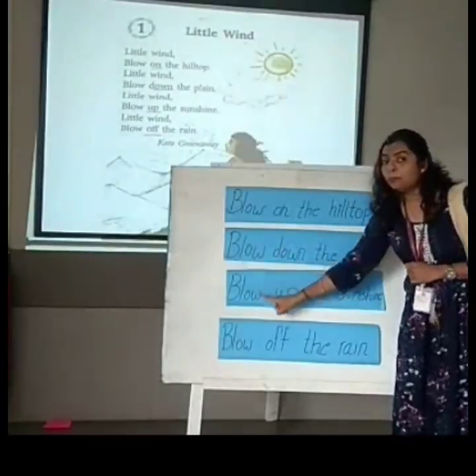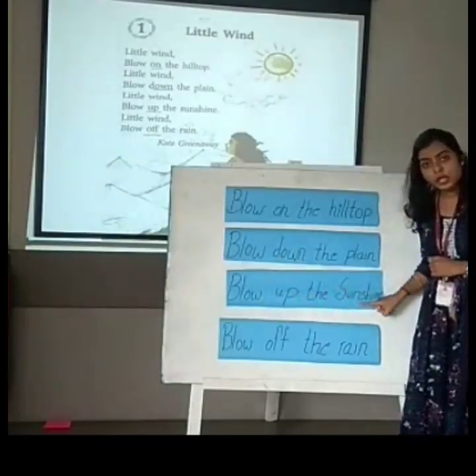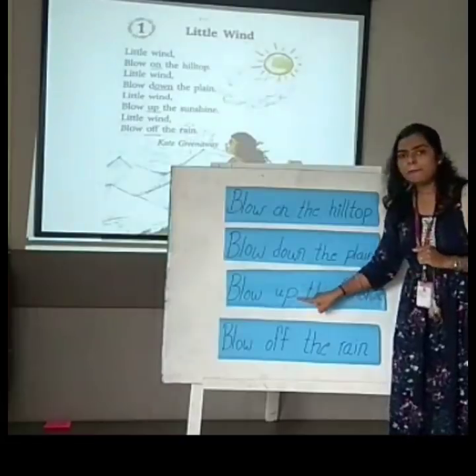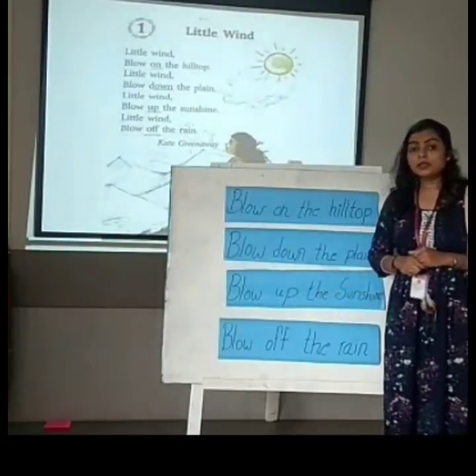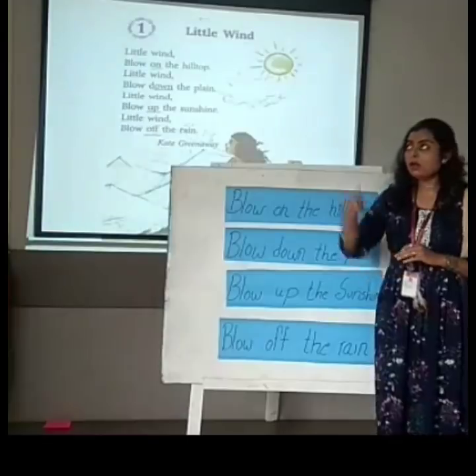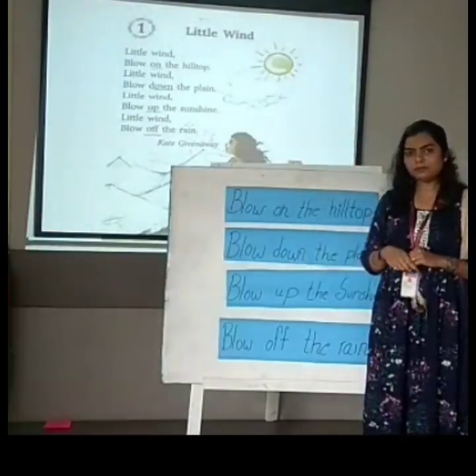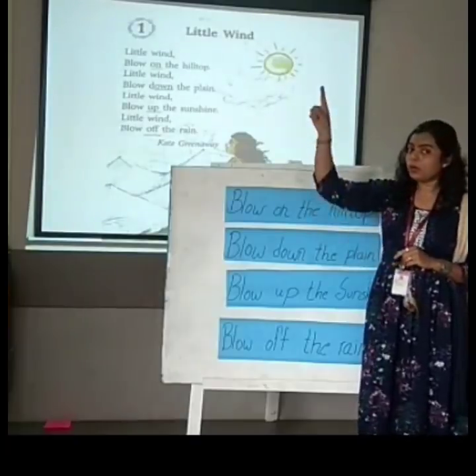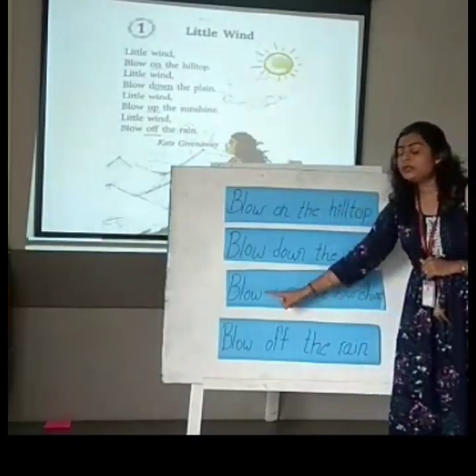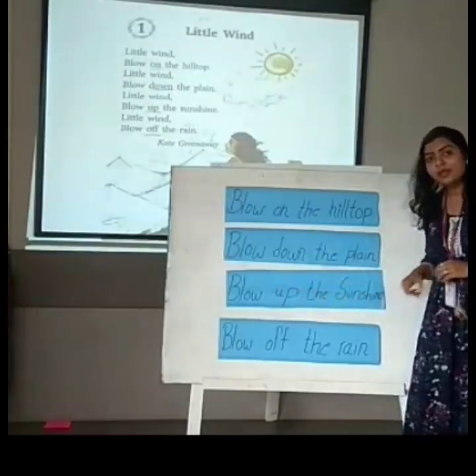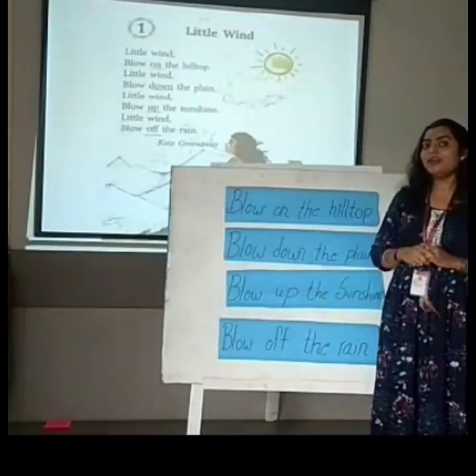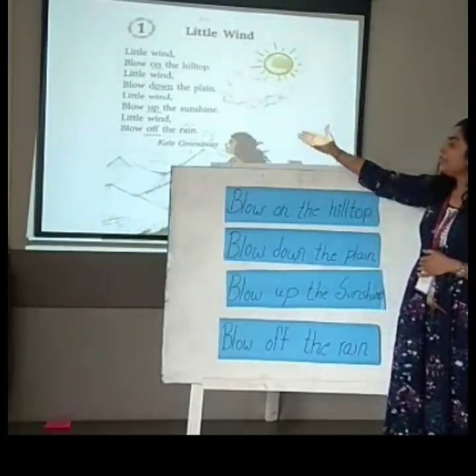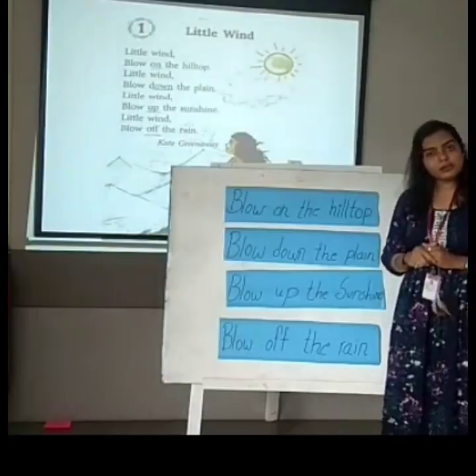Okay, children? Now, blow up the sunshine. You all know the meaning of blow? Why have we written here up, children? Where do you see the sun? Up or down? Obviously, up. Very good. So, sunshine will come from upwards, right? So, little wind blow up the sunshine. You all know the shine of sun? Yes? Sunshine. Okay? Next line says, little wind blow off the rain.